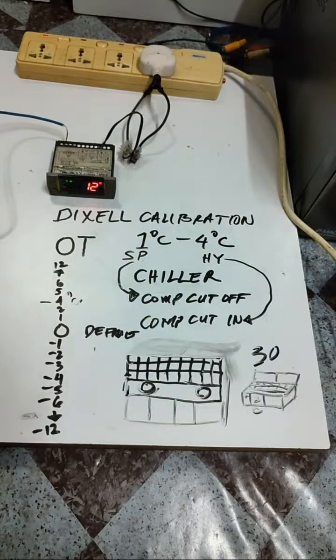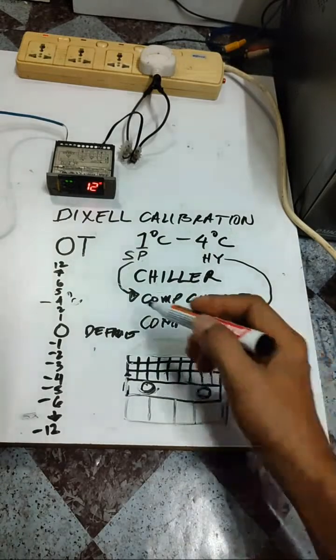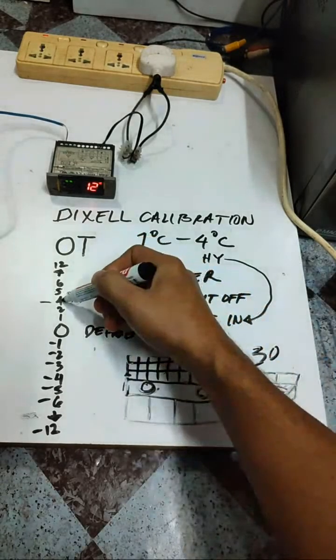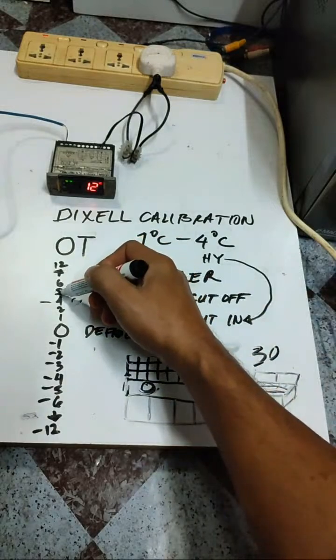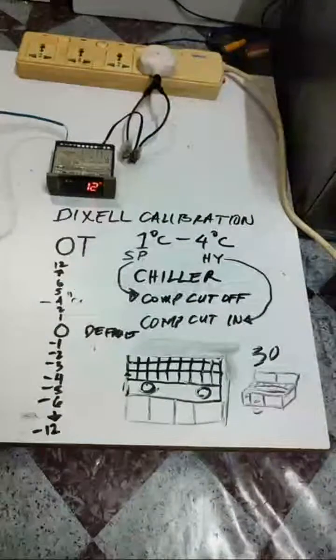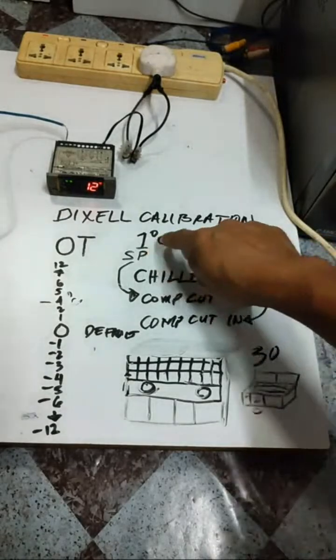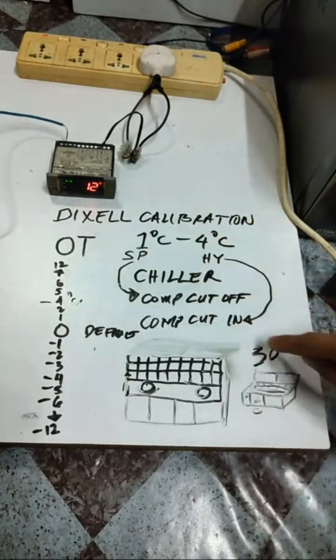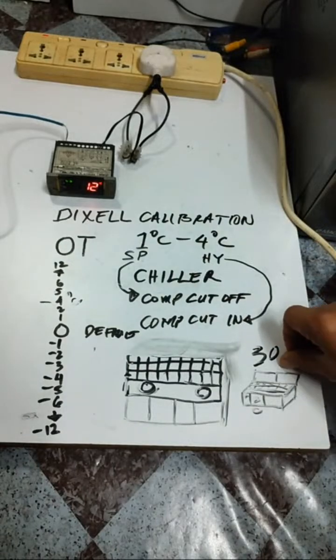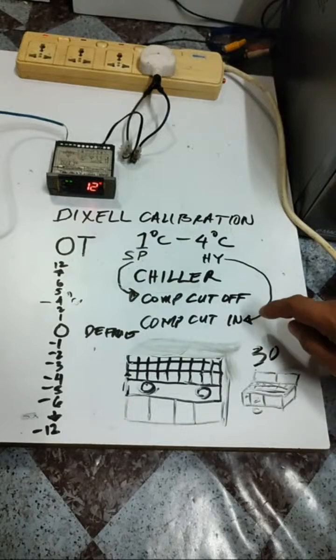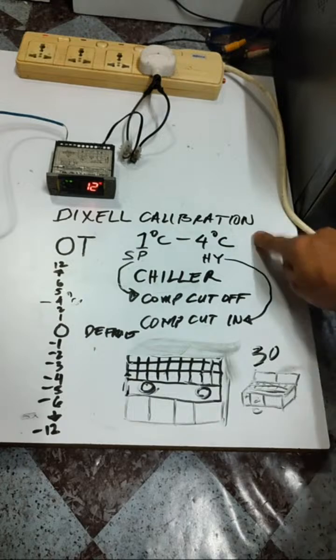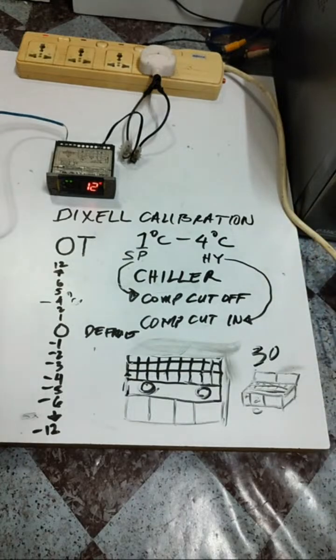Okay, so as I said a while ago, you can go to 4 degrees Celsius or 5 degrees Celsius, just add it. Okay, and you're going to maintain the 1 to 4 degrees Celsius, even though this door keeps opening because of a lot of orders to be prepared.